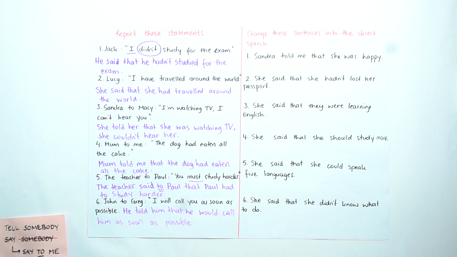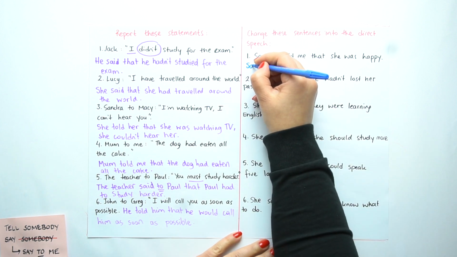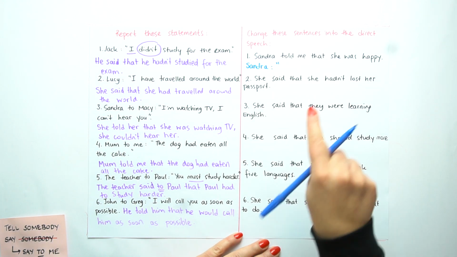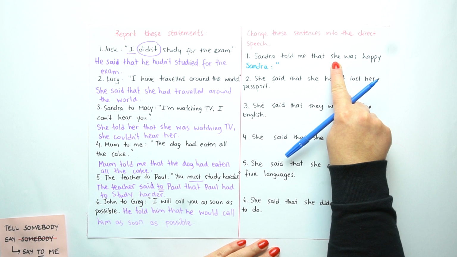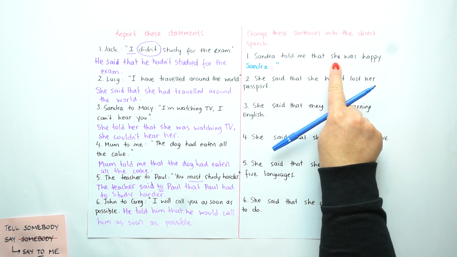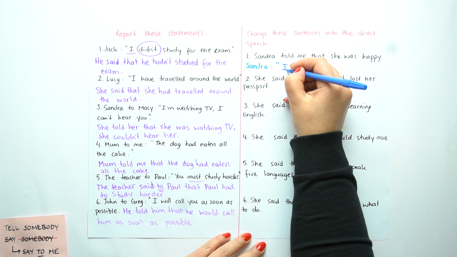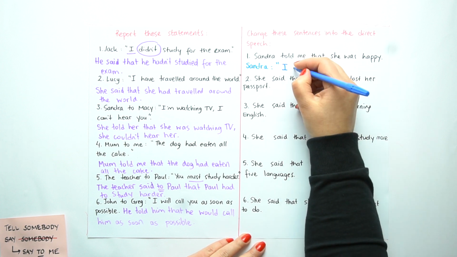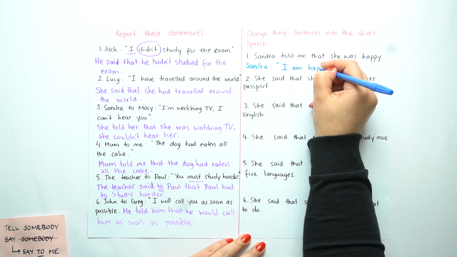Alright, now let's concentrate on these reported sentences and we'll be making direct sentences, so don't forget quotations, okay? Sandra told me that she was happy. So it is Sandra who says this, right? Don't forget your quotations. She was happy. So it is Sandra who is talking. So instead of she, I need to use I. And this is past tense, so it has to be present now. I am happy.